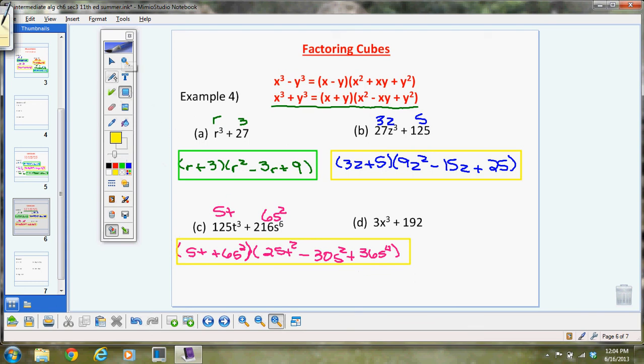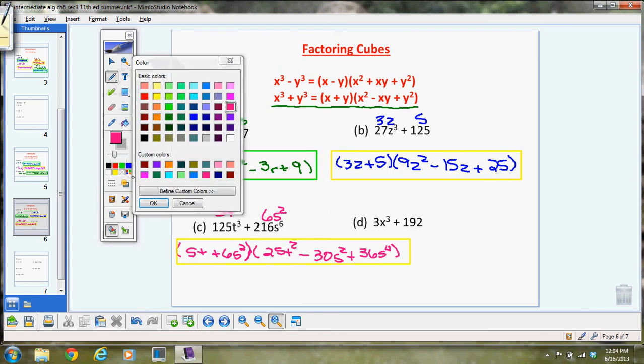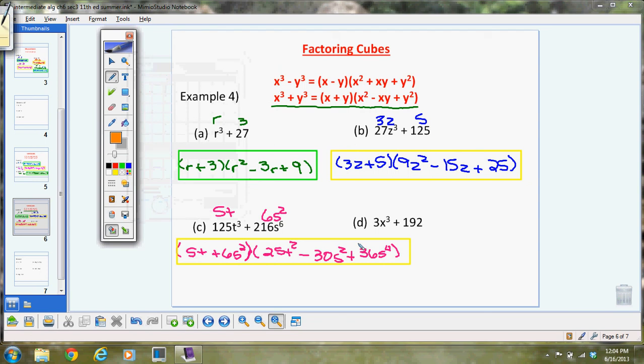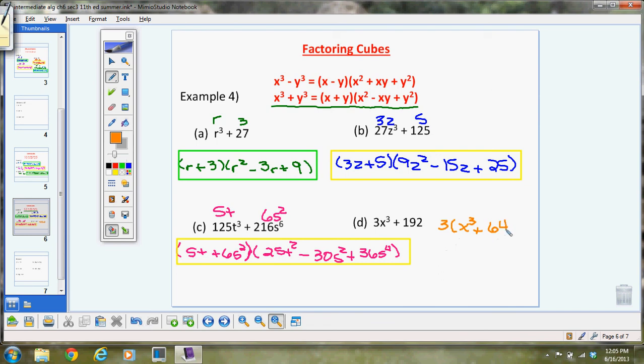Okay, I'm running out of room, so I'm going to have to do this last one way down at the bottom. Now, on this one, I can take something out. I can take out a 3. When I take out a 3, I'm left with x cubed plus, for part D, 3 goes into that 64 times. And then I want to ask myself, what did they cube? They cubed an x and they cubed a 4.